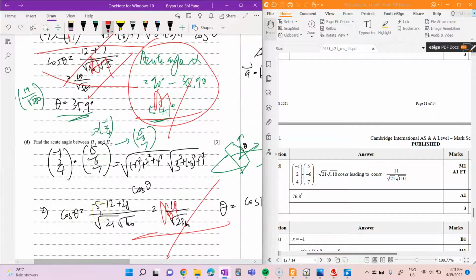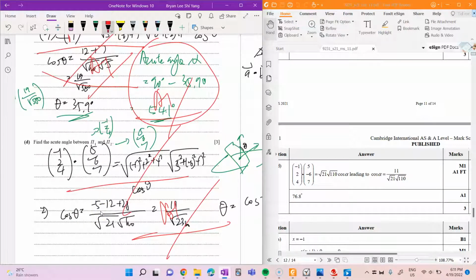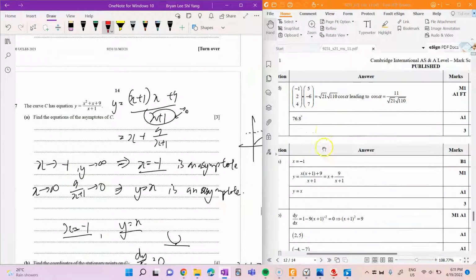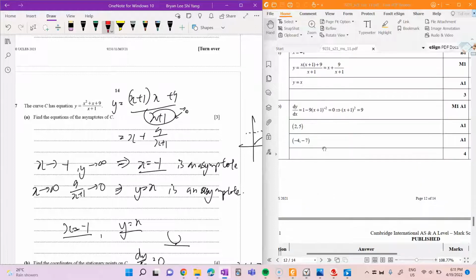And then method mark for using the, what's this, dot product, so M1. And then another tip I'd recommend is, if you use theta above, try not to use theta in the next question. Maybe substitute alpha over here. And then curve C has equation.